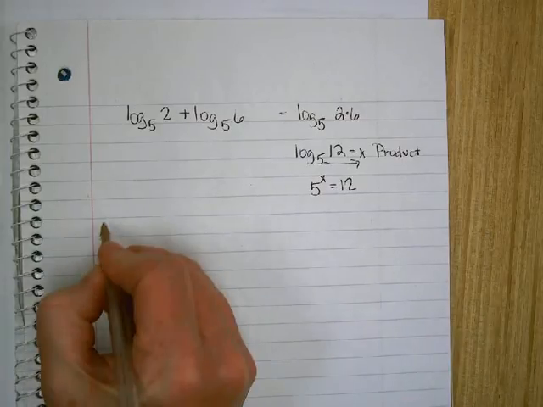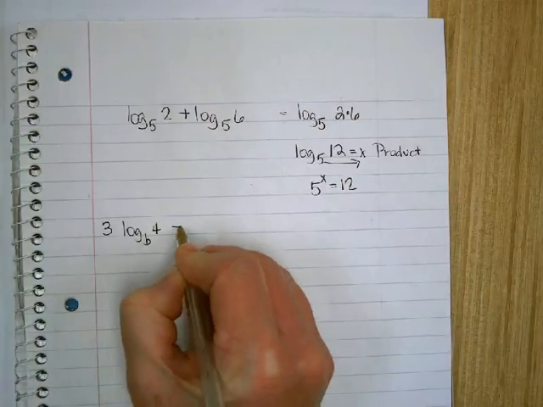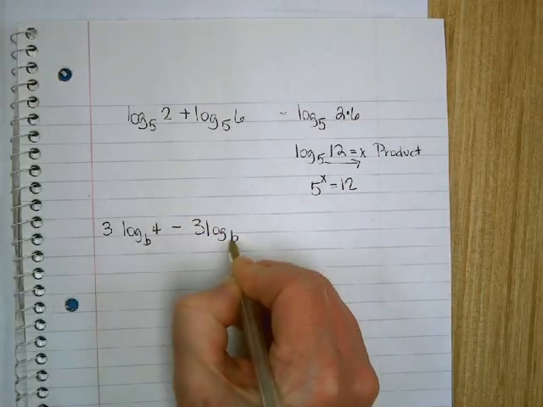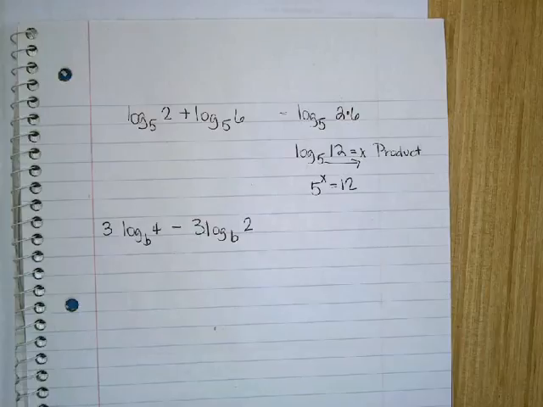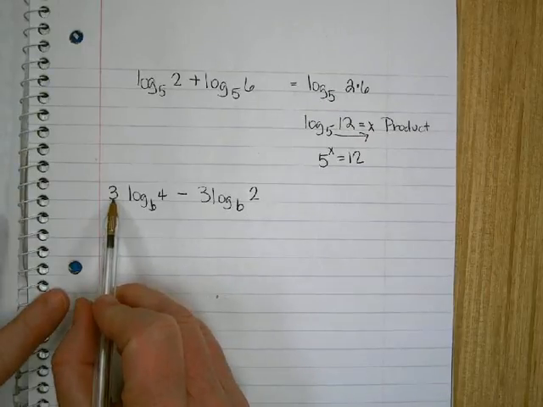Okay, let's do another one. 3 log base b of 4 minus 3 log base b of 2. Okay, you've got a couple of things going on. You've got that 3 that's out there in front. Where does that 3 need to go when I rewrite it?